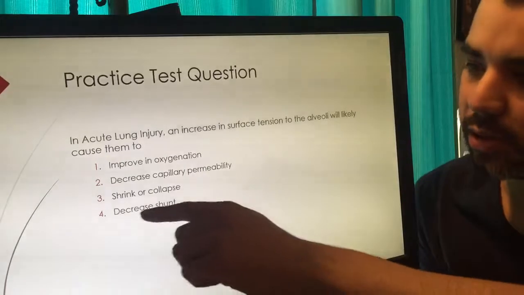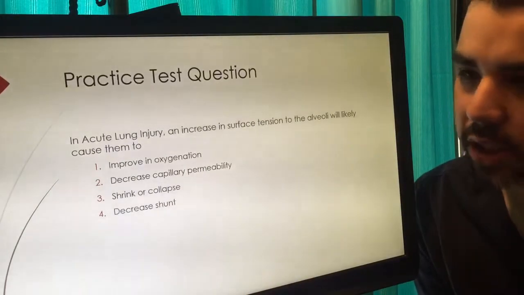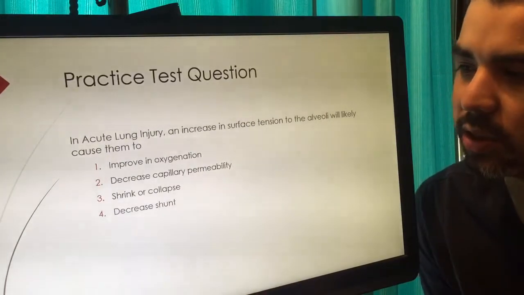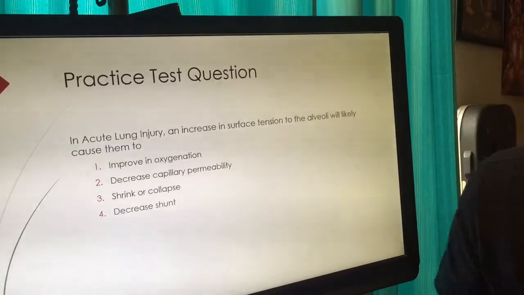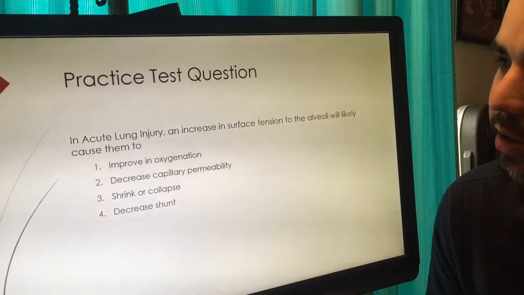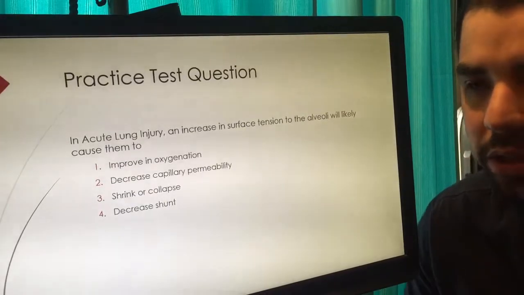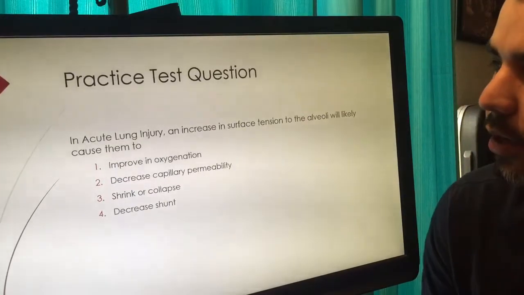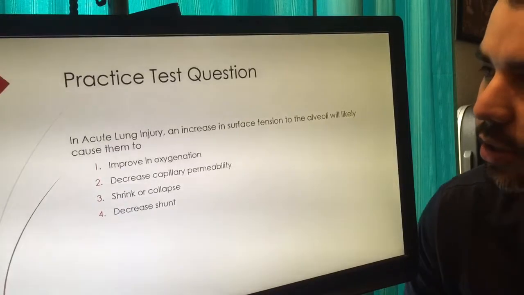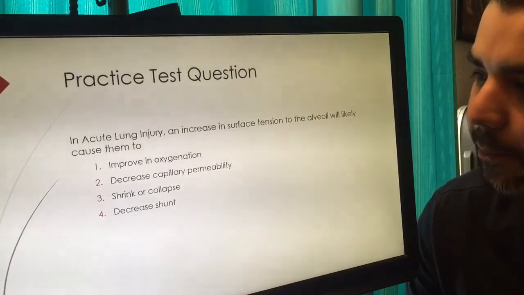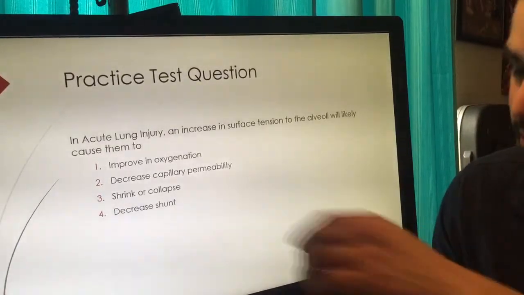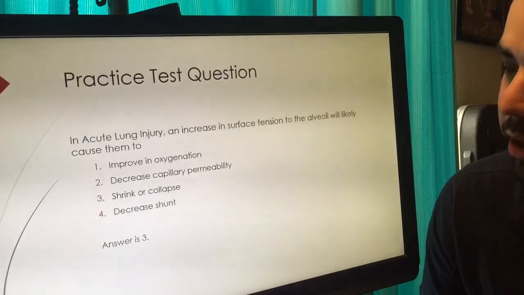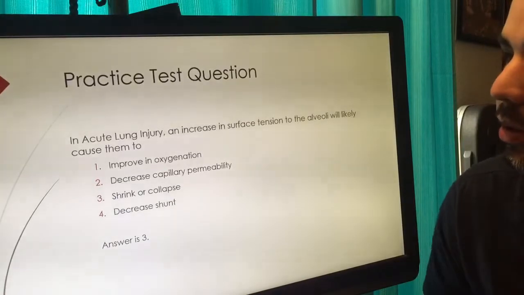And decrease in shunt? No, it's actually not going to decrease. Shunt's going to happen, so it's actually an increase in shunt, which is like an increase in your pulmonary artery pressure, which is PAP, and actually causes an increase in your PVR as well. So the answer is 3, shrink or collapse.